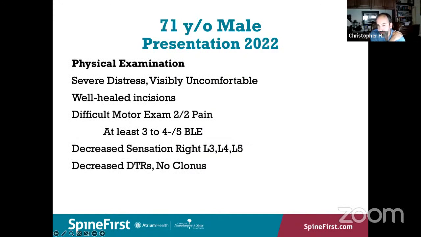On his physical exam, he was lying down in the room, unable to really sit up, in pretty severe distress, visibly uncomfortable. His incisions were well healed. He had a difficult motor exam just because he was in such severe pain, but he seemed to be at least anti-gravity in his lower extremities. He had decreased sensation in the right lower extremity in several nerve root distributions, had decreased deep tendon reflexes, and no clonus.